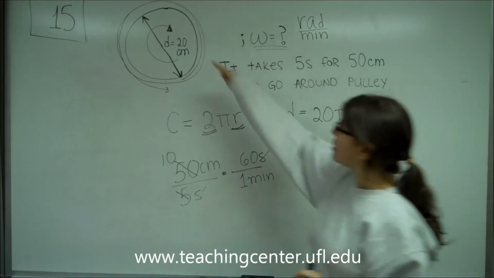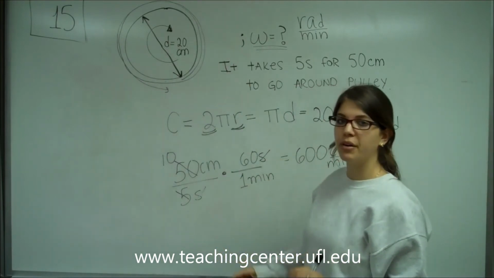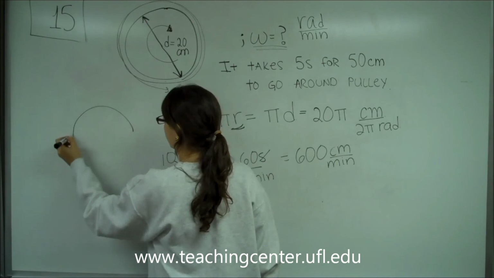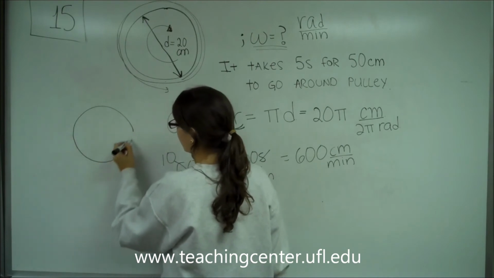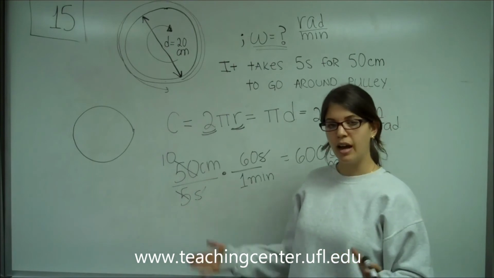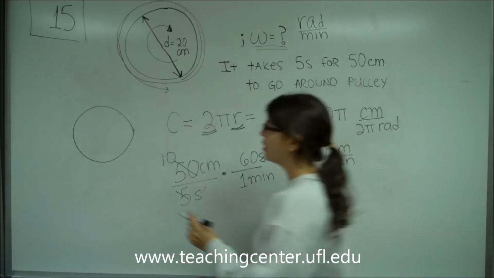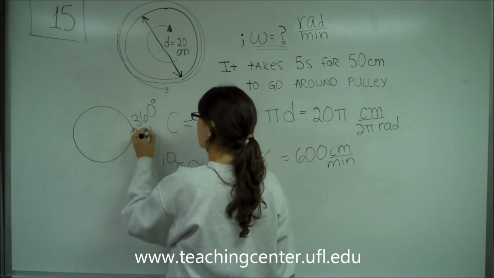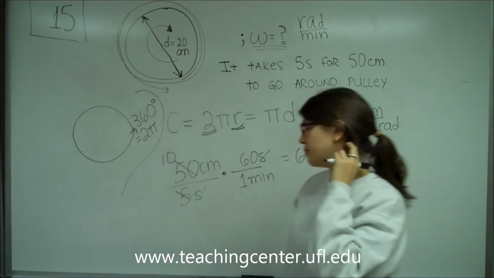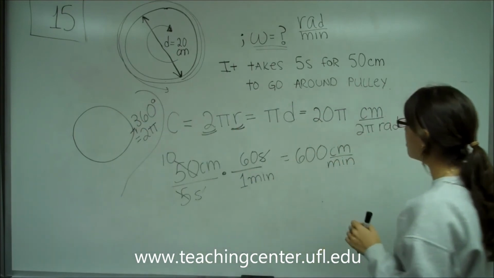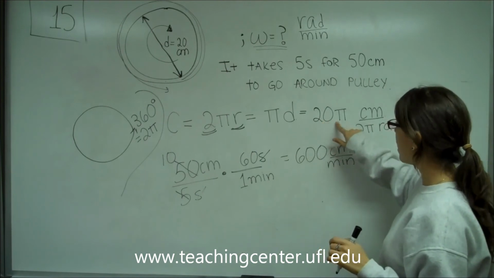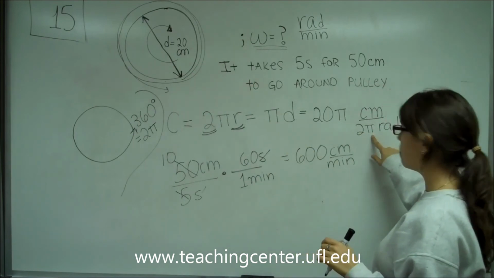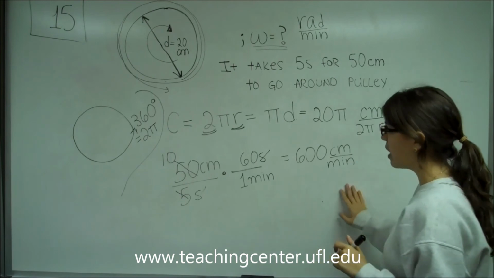If I go around it once, I'm going around 360 degrees, right? Because if I go 180 degrees, I make half a circle, and another 180, I make the full circle. 180 plus 180 is 360. So going around it once is 360 degrees, which is the same as saying 2 pi. And this is just a dividing line. So for every 20 pi of circumference, I've gone around 2 pi radians.